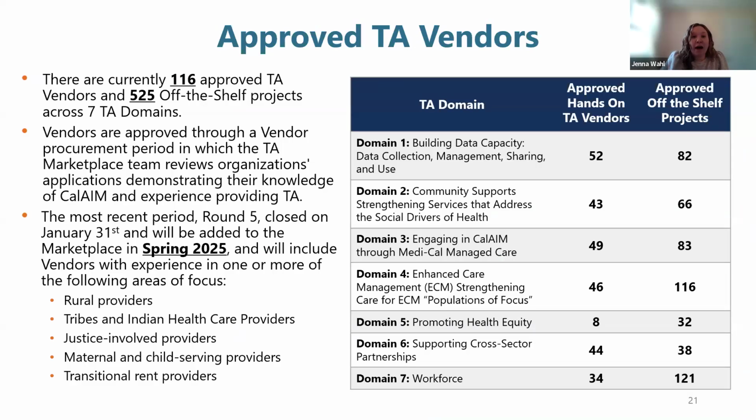So our approved vendors, we have over 100 approved TA vendors and over 500 off-the-shelf projects available. We just had our 5th procurement in January, and we intend to add new vendors to the marketplace in spring of 2025 across all 7 of those domains listed, as well as particular areas of focus. So for example, if you're a tribe or Indian healthcare provider, we will have a list of vendors that have been shown to have experience serving these provider types. Next slide.